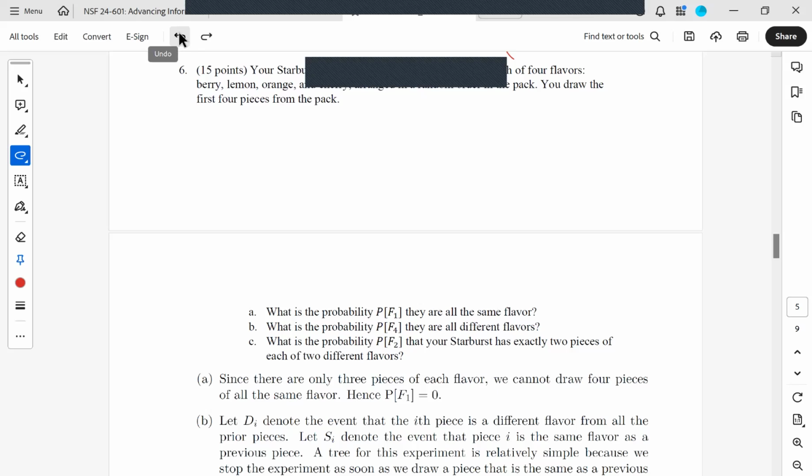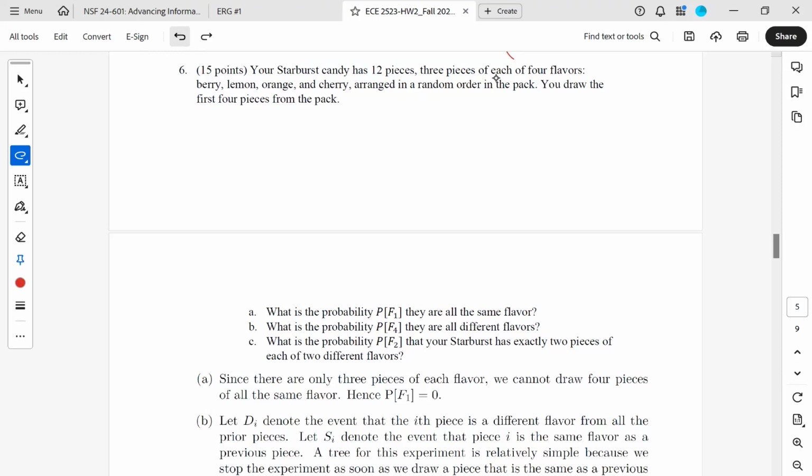So far in homework 2, we solved the first 5 questions, and now we are going toward the 6th question, question number 6. Question number 6 tells us that, again, in the same kind of situation, we have a candy box with 12 pieces of candy, and we have 4 flavors and 3 pieces for each flavor. Okay, and it's arranged in a random pack.